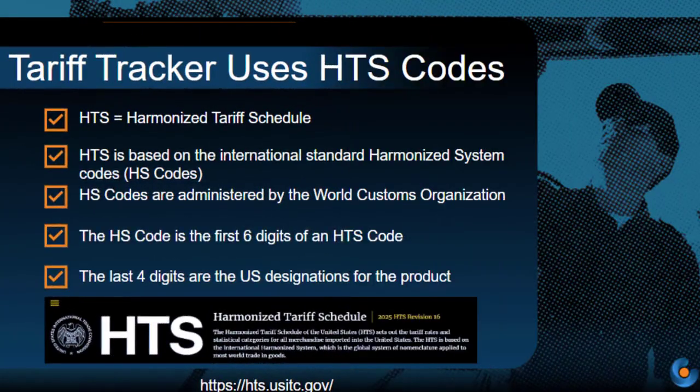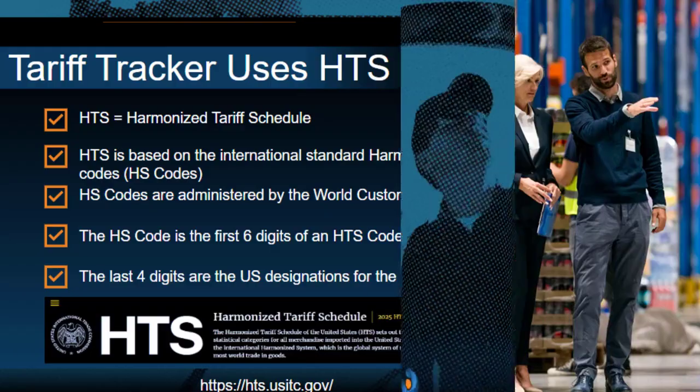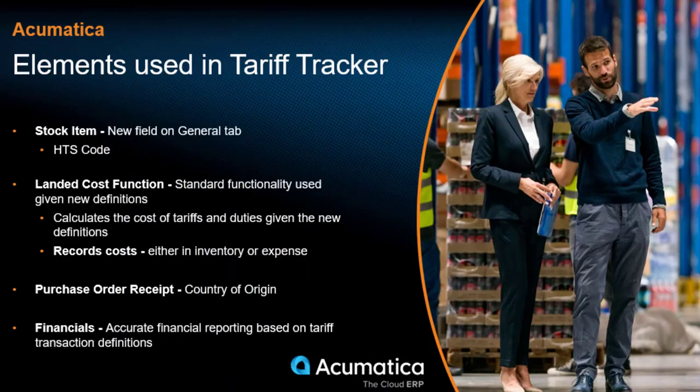The Tariff Tracker package uses the United States Harmonized Tariff Schedule, or HTS for short. These codes can be found on the government website noted on this slide. In order to automatically calculate the various duties and tariffs applied to imported products, Clients First has added a country of origin and an HTS code field to the stock item master file.